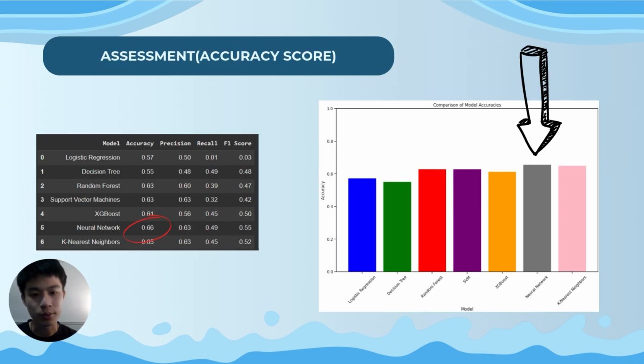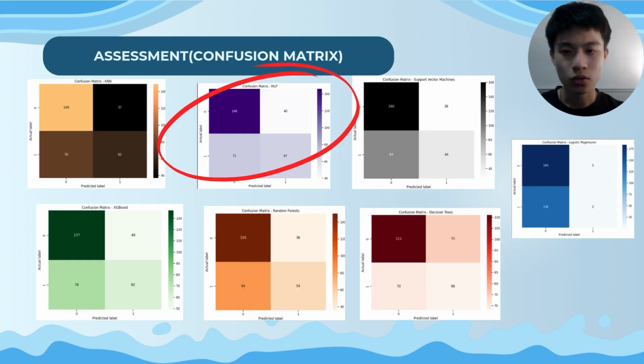After all the modeling, we come to the assessment. If we look at the accuracy score, the neural network has the highest accuracy among all of the models at 0.66. The second one is K nearest neighbors. In the end we chose the neural network as our model to do the prediction. Besides the accuracy score, we also analyzed the confusion matrices, which provide valuable insights into the true positive, true negative, and misclassification rates. The neural network consistently minimizes the errors across both positive and negative classes, confirming its suitability for our classification task.